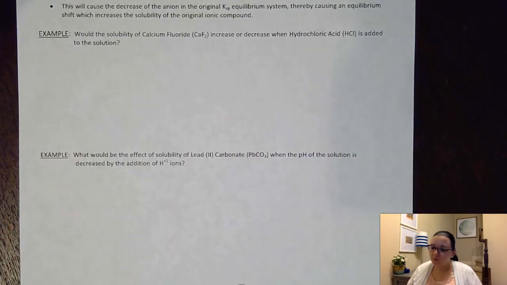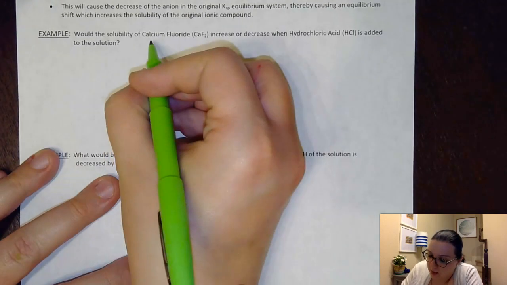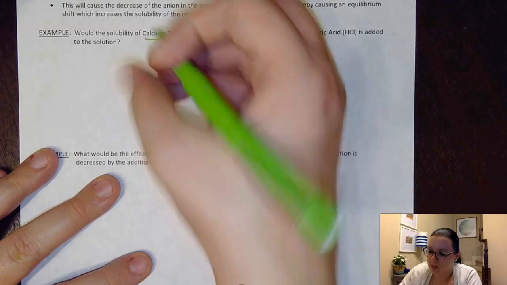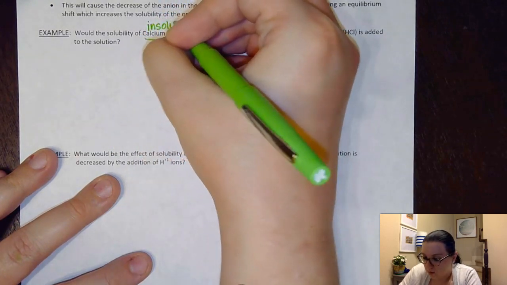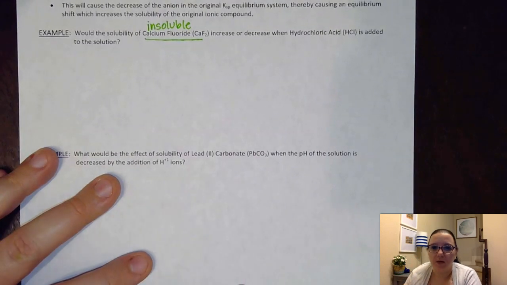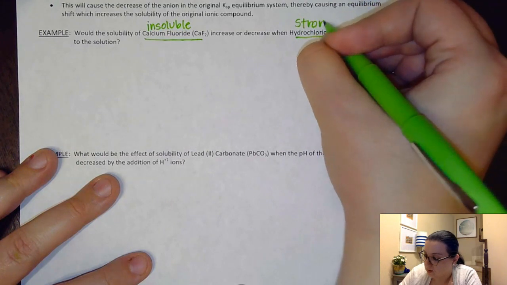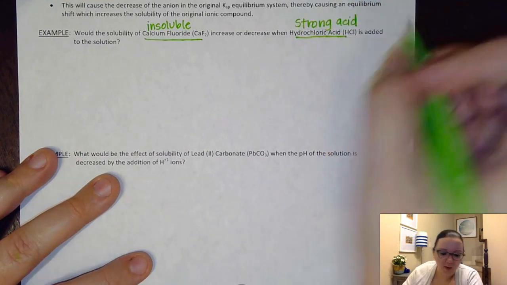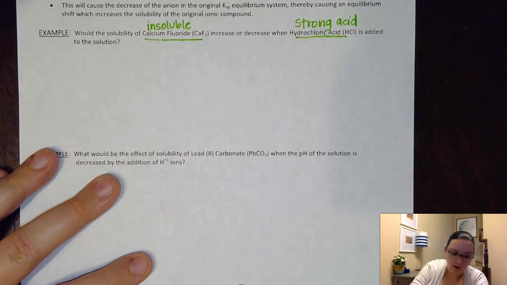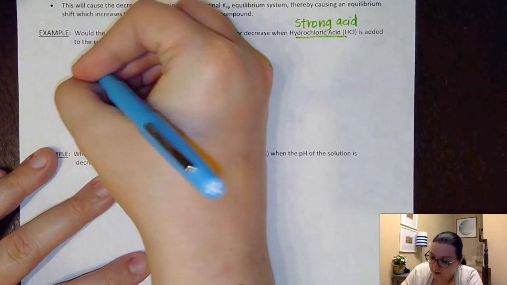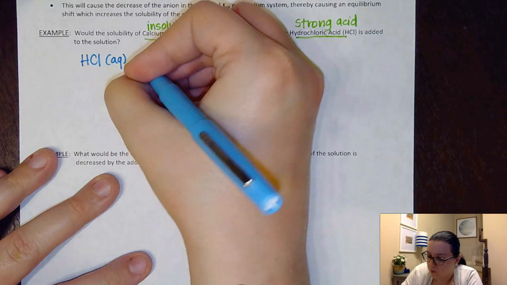This first one says, would the solubility of calcium fluoride increase or decrease when hydrochloric acid is added to the solution? To evaluate what I have here, calcium fluoride, if they're asking me about the solubility of it, that means it must be one of those insoluble ionics that can dissolve a little bit, and so it's making an equilibrium. I notice hydrochloric acid is on the strong list, so that's a strong acid. So what I'm going to do first, just like we did before, is write my equation for the hydrochloric acid dissociating. And because it's strong, I'm going to put a one-way arrow.